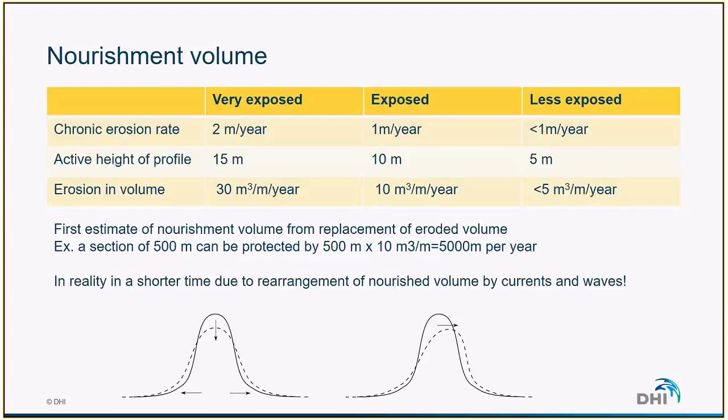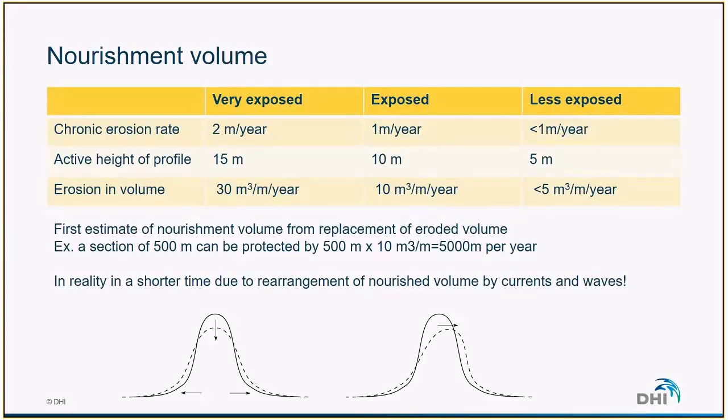So as the cause of erosion is not treated, the sand will leave the area. So it's important to have an idea of the lifetime of the nourishment and how long it will take for the sand to leave the area. And knowing that will help defining the volume that will be placed. So this is an example of calculation that provides a first estimate of the nourishment volume. And it's based on the chronic erosion rate, which can be estimated by satellite images, for instance.